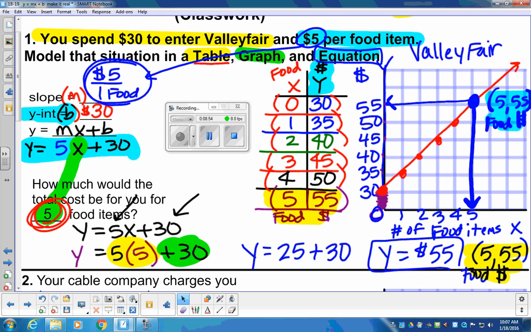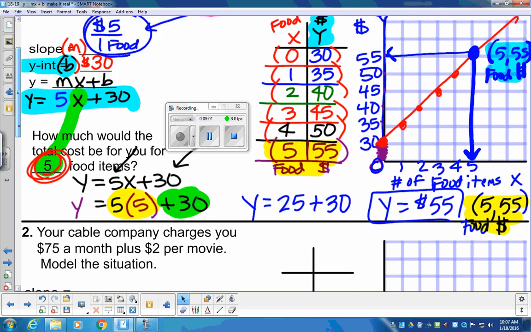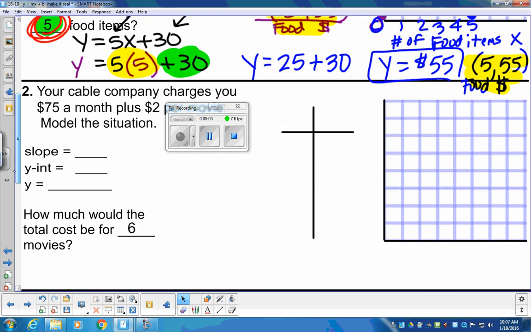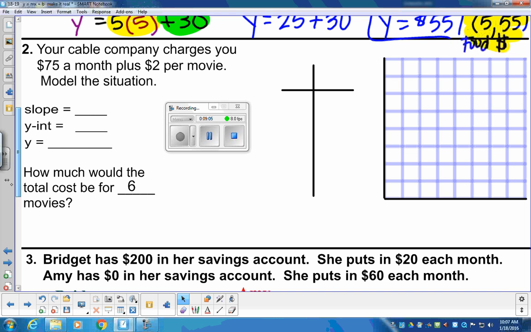Now, if this is too fast, you're confused, you're not sure where the slope came from, you should stop, rewind, go back. If you have a substitute today, if you need to slow down, go ahead and let the sub know. Otherwise, we are going to move on.